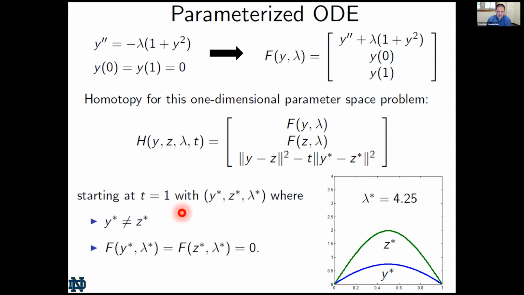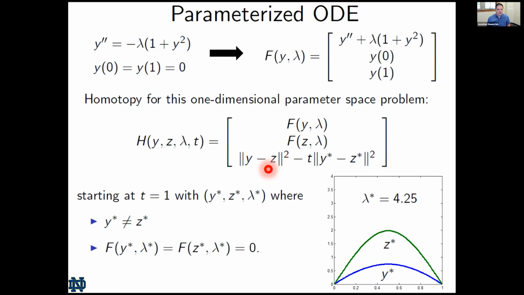So at t equal to 1, we have 2 distinct solutions. So we just start with 2 distinct solutions, and this equation is trivially satisfied because we start with y equal to y star and z equal to z star. So when t equal to 1, this is trivially satisfied. And now what the homotopy does is it forces t to 0, and so it forces y to be equal to z. So this homotopy is going to force these two solutions to come together.